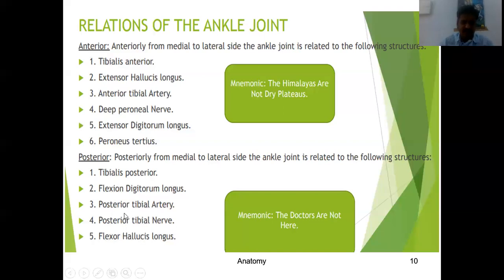Of course, what is this called? Tibial nerve, not posterior tibial nerve. The posterior tibial artery is accompanied by the tibial nerve, and the tendon of the flexor hallucis longus. So these structures come posteriorly, and those structures come anterior to the ankle joint.